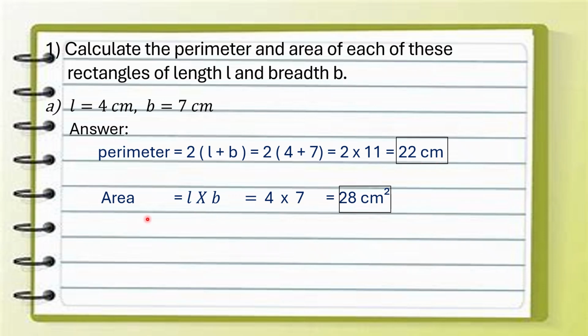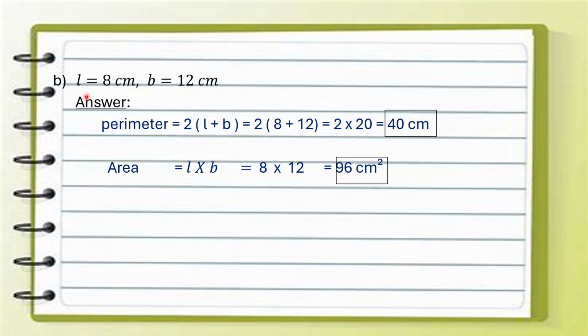Okay. Now let's find the area of a rectangle. Area of a rectangle formula is L into B. So just substitute the value of L and B. So 4 into 7, that is equals to 28 centimeter square.